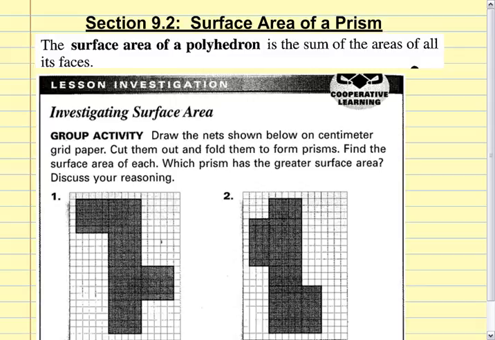Okay? Now, the surface area of a polyhedron, a prism, or a pyramid, or anything like that, is the sum of the areas of the faces. So I find the area of each face, and I just add it all together.